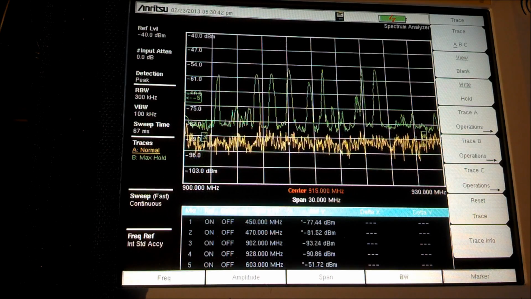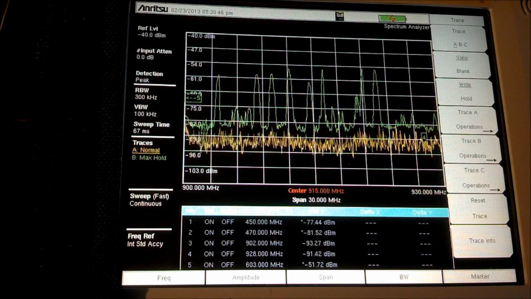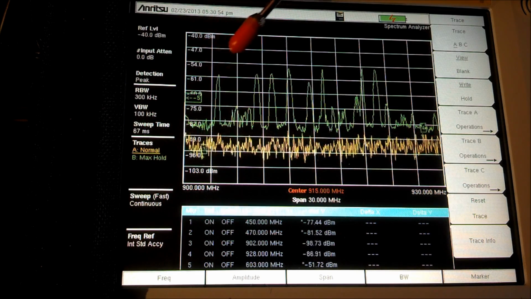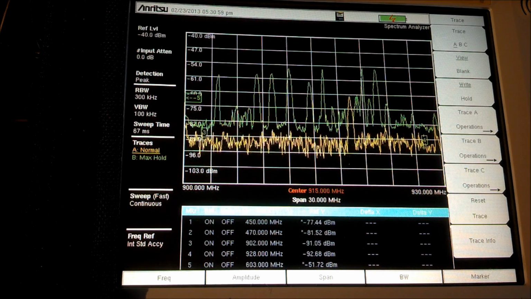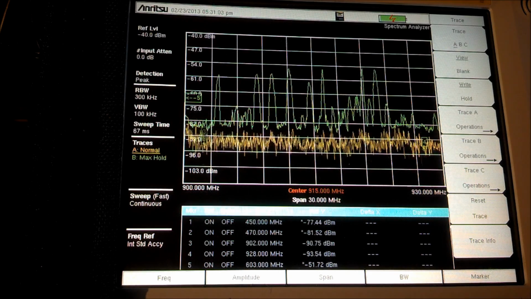You can see those little juts of yellow that come up occasionally. Those are smart meters throughout the neighborhood. They're a 1-watt transmitter, so it's not too hard to see them. But as you can see, the level of the signal is not exceeding about minus 54 dBm, which is reasonably low. It's as expected for a 1-watt transmitter.